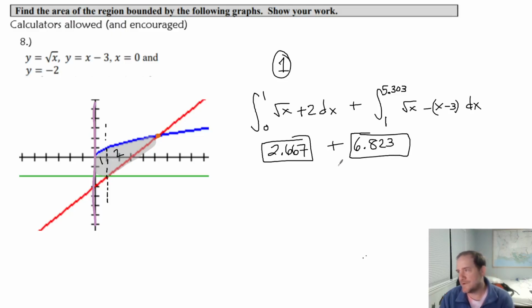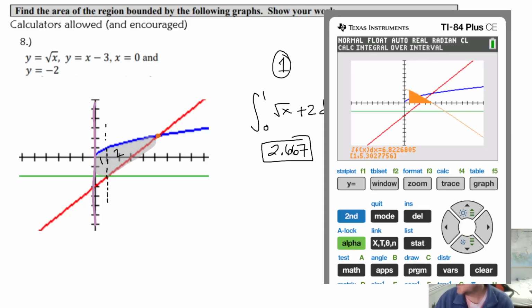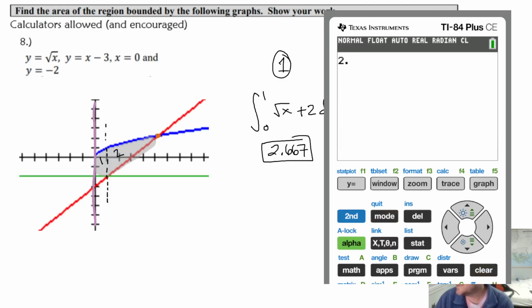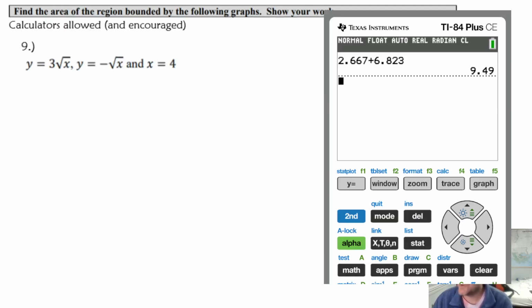All right, so that means our total area is the sum of those two numbers that I don't feel like doing a summation of. So second quit, clear, 2.667 plus 6.823. 9.49. Okay, never want to do that again. But there you go. That's that area. Let's do this 2 more times. I don't want to, but we're so close to the end now.